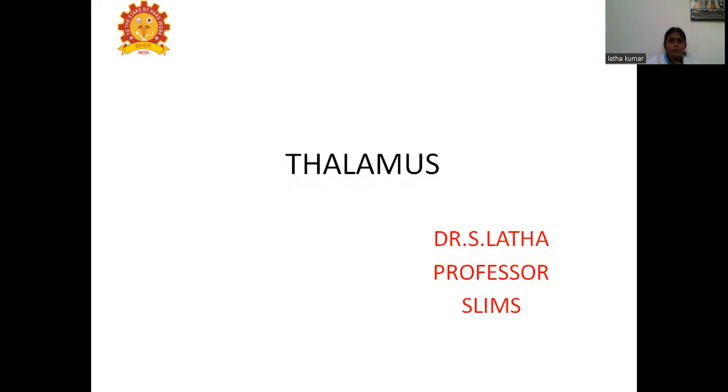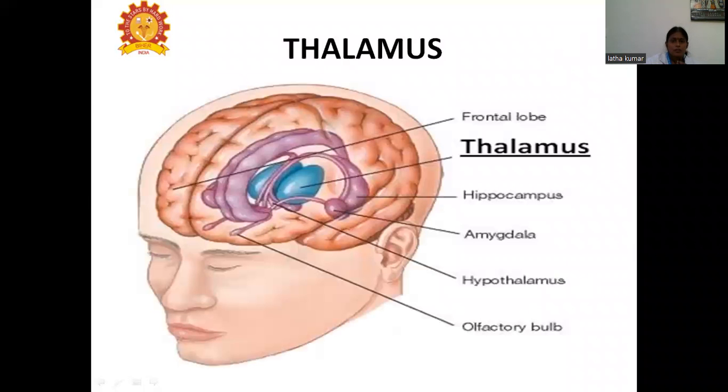Today I am going to explain about the thalamus. So thalamus, in this picture you can see thalamus are ovoid structures that are present in the cerebral peduncle. There are two thalami, each on either side of the midline.